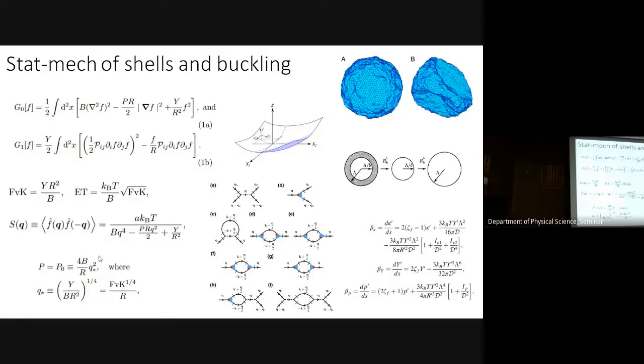If you do that and do various long algebra, this becomes your energy functional, G0 and G1, where F is the displacement perpendicular to the shell. Just trust me on that part. So now just look at this one. This one is F squared. This one is F squared. This one is F squared.